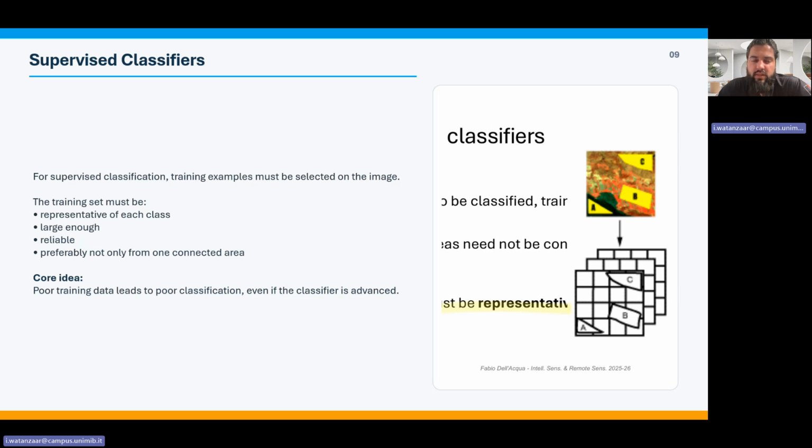That's why in the core idea we have written that poor training data, for example not having enough data, leads to poor classification. What is the impact of poor classification? Even if the classifier is advanced, the new Earth observation data cannot be classified very well. That's the main reason.